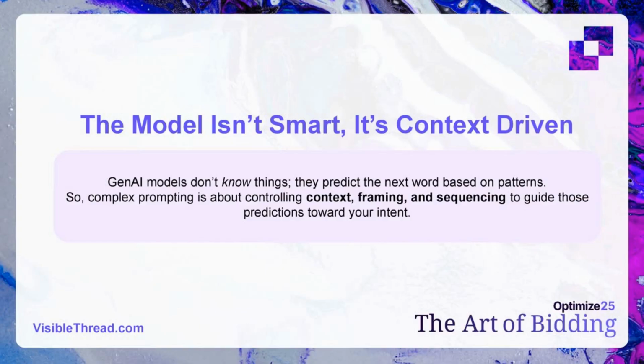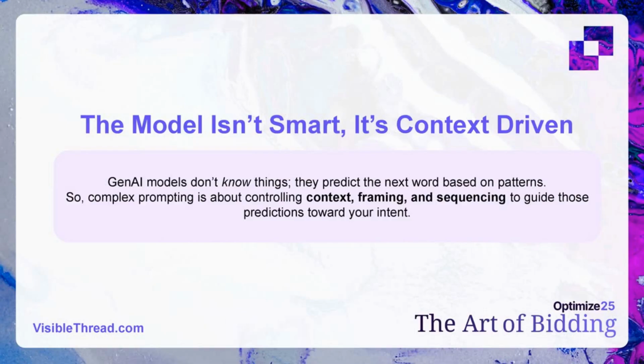So just like with those basic prompts that we looked at, when we get into adding more layers to that prompt structure, we need to make sure that we're continuing to add that context that's going to enrich and refine our request, but we don't ever want to lose sight of our intended end product or goal. Complex prompting at its base level is about controlling context, framing, and sequencing to guide those predictions towards your intent.